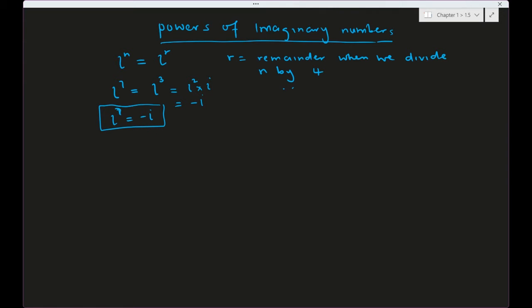Okay. So another example, if you have, let's say, i to the power 21. 21 divided by 4 is 5 remainder 1. So this is just i to the power 1, right?